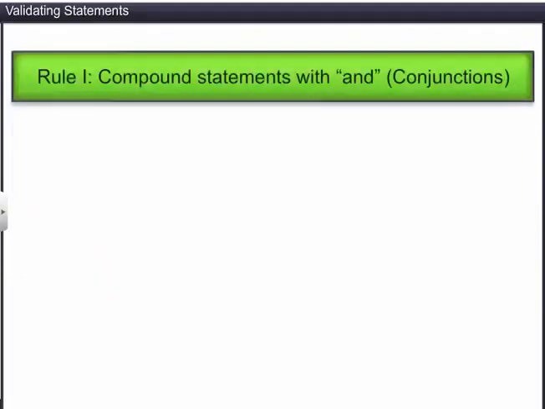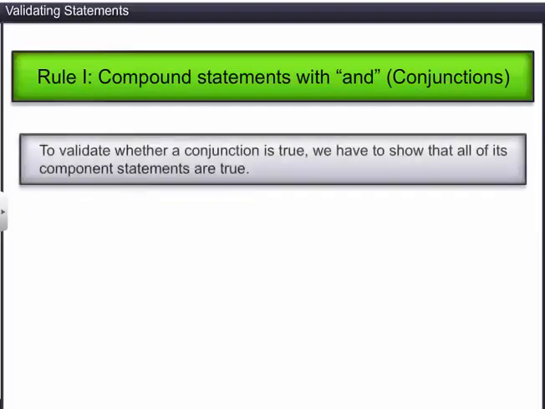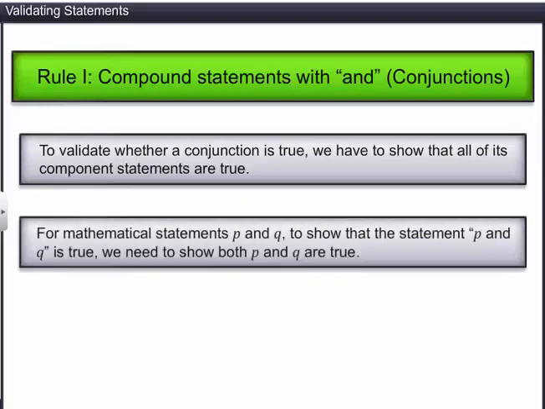Let's discuss the first rule. The first rule is used to validate compound statements with the connective word AND, or conjunctions. To validate whether a conjunction is true, we have to show that all of its component statements are true. P and Q are mathematical statements. To show that the statement P and Q is true, we need to show that both the statements are true.